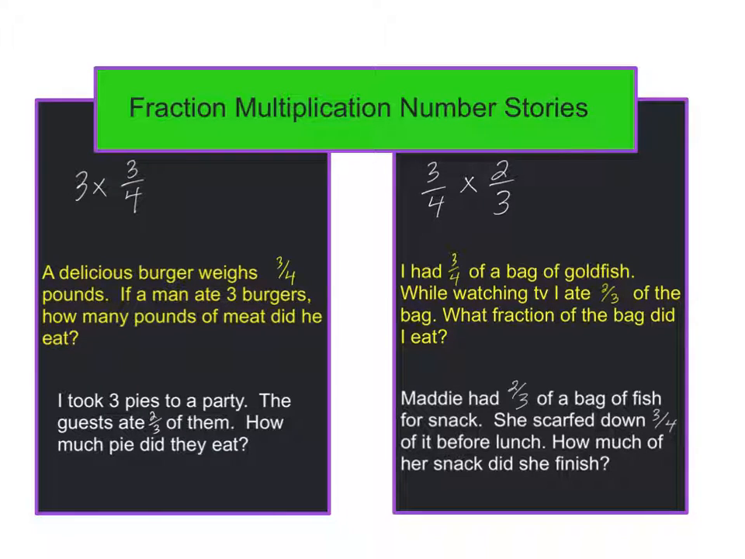So our first math problem would be 3 times 3/4. I came up with 2 word problems, or 2 number stories, that we could use that would match the multiplication. A delicious hamburger weighs 3/4 pounds. If a man ate 3 burgers, how many pounds of meat did he eat? This will force us to do 3 times 3/4.